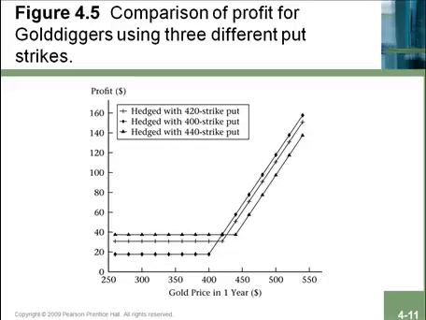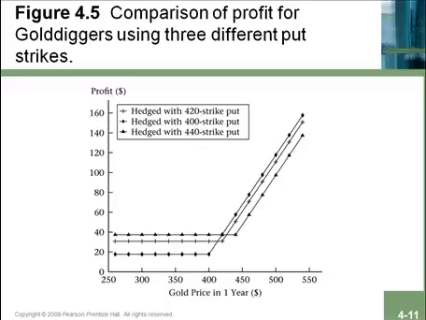Here's an example of different possible profit diagrams for gold diggers, considering both the unhedged business position plus the final profit that is realized on the put option. So this is actually the hedged profits for gold diggers using put options with different strike prices. Now we looked at an example where the strike price was $420, but we could have chosen a put on gold with either a higher or lower strike.